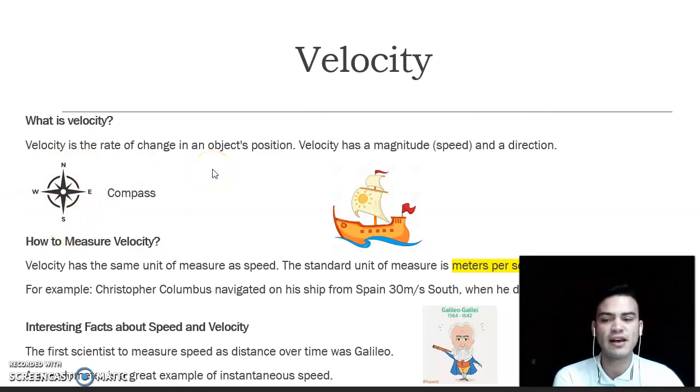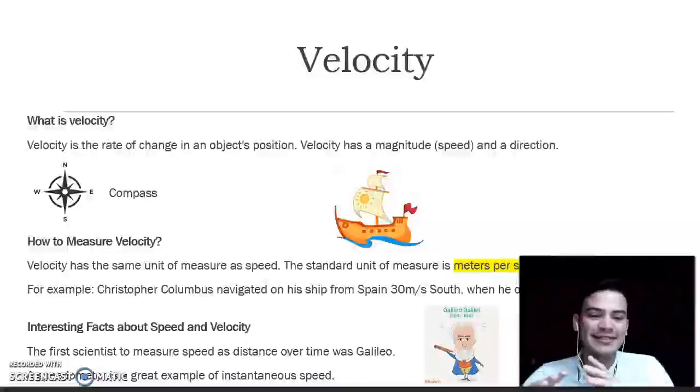How to measure velocity? Velocity has the same unit of measure as speed. The standard unit is meters per second, not miles. Remember that miles is for speed and meters is for velocity. For example, Christopher Columbus navigated on his ship from Spain 30 meters south when he discovered America.